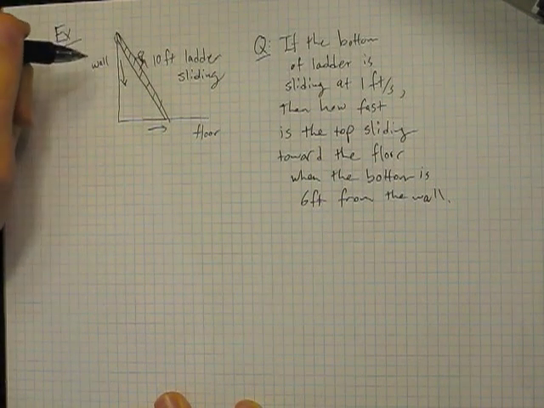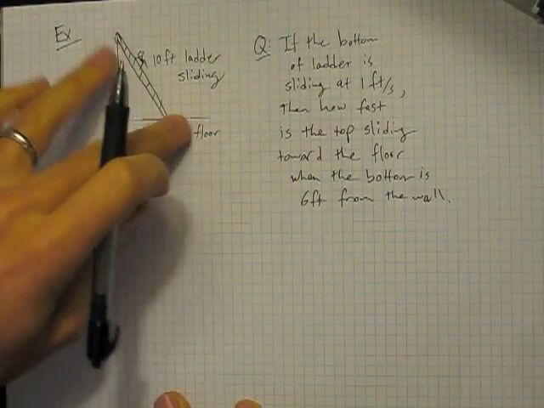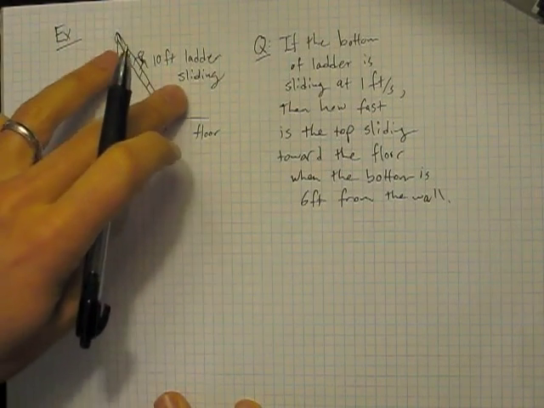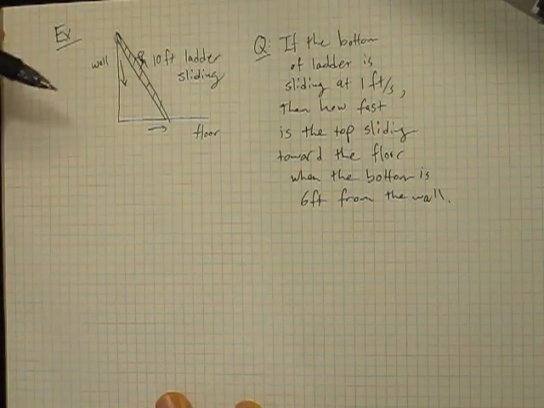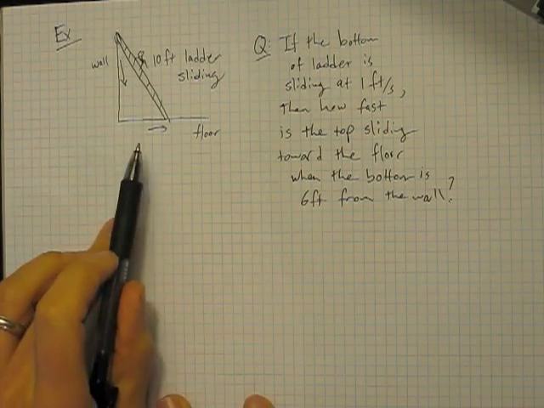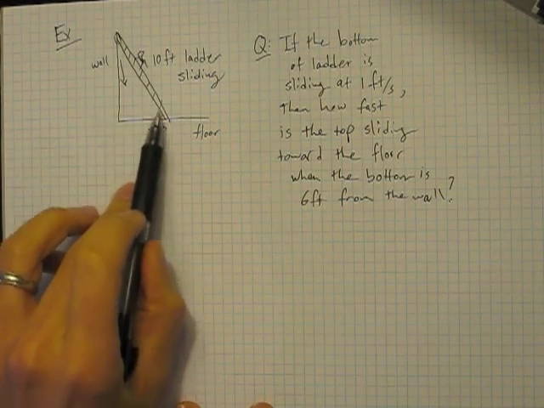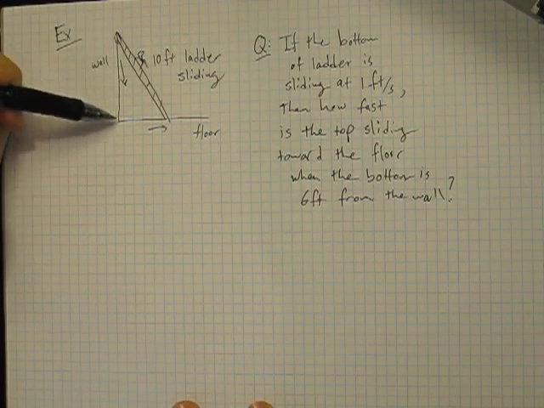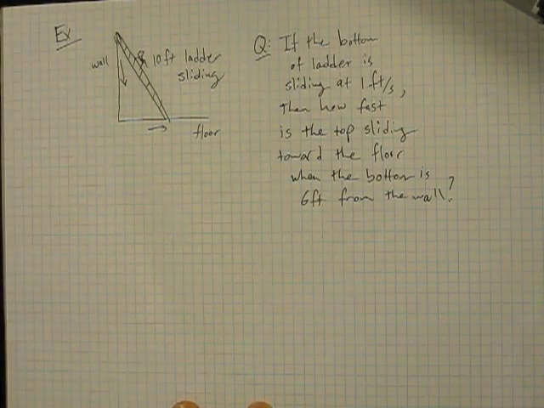So we really want to know right at the moment, right at the instant when this ladder is 6 feet away from the wall at the bottom, how fast is the top of the ladder sliding towards the floor? So that's our question, and this is a related rates question. The reason it's a related rates question is because there's a rate at which this distance is changing, and there's a rate at which that distance is changing, and we're going to relate them using calculus.